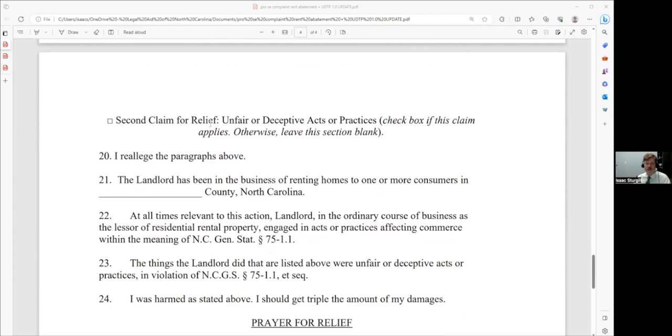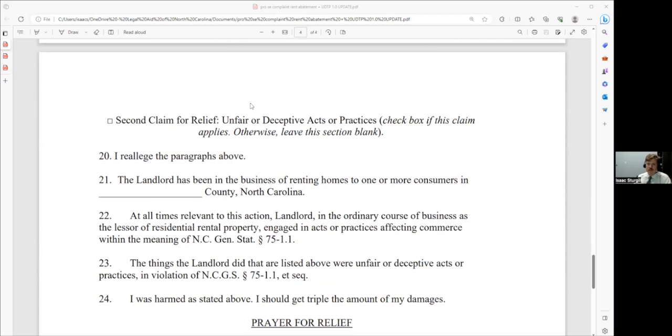So that does it for the first claim. There's a second claim for relief here, and that's the unfair, deceptive acts or practices law. This is a separate law that says it's illegal for a landlord to use unfair or deceptive acts while renting a home to a tenant. And that's a consumer protection law. It doesn't just apply to landlords, but landlords are included in that.